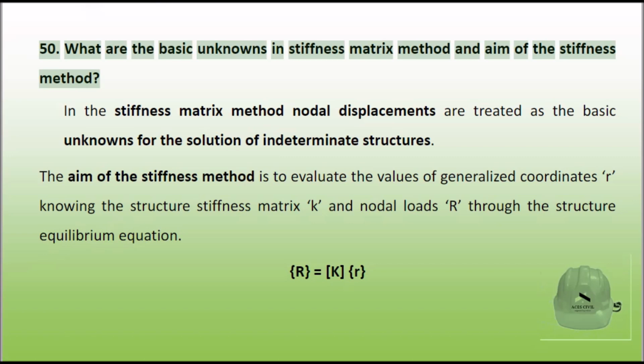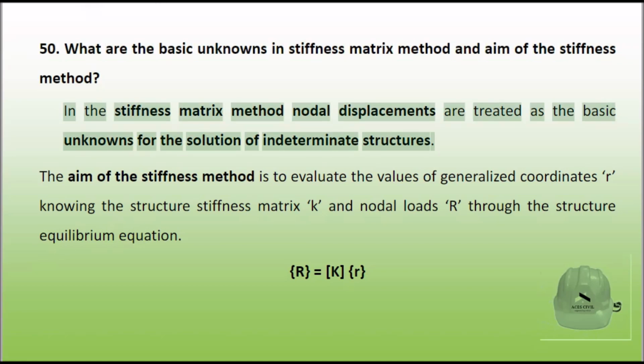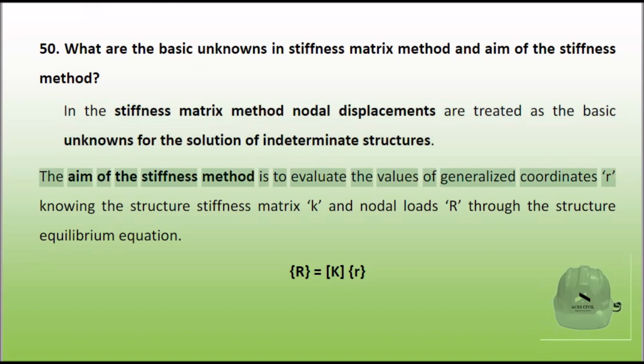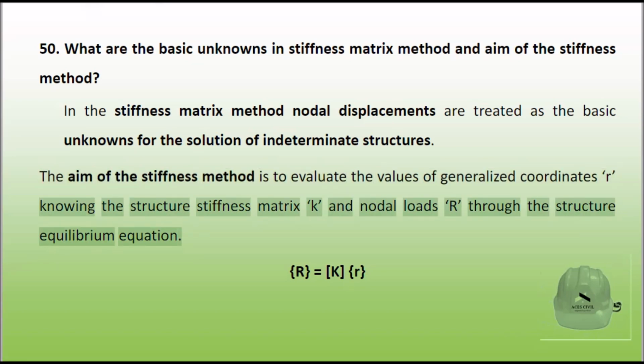What are the basic unknowns in stiffness matrix method and aim of the stiffness method? In the stiffness matrix method, nodal displacements are treated as the basic unknowns for the solution of indeterminate structures. The aim of the stiffness method is to evaluate the values of generalized coordinates R, knowing the structure stiffness matrix K and nodal loads R through the structure equilibrium equation R equals KR.